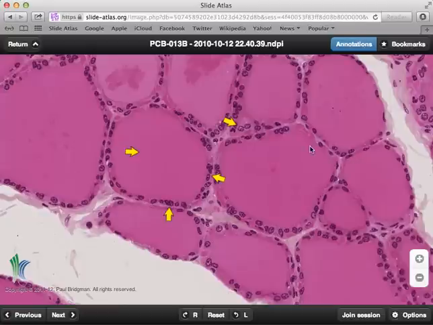At higher magnification, we can see the individual follicles lined by their simple cuboidal epithelium. The pink contents is colloid and is secreted by the follicular cells into this lumen.